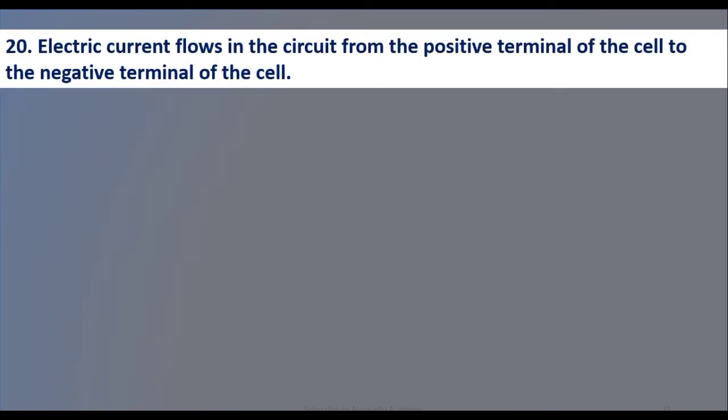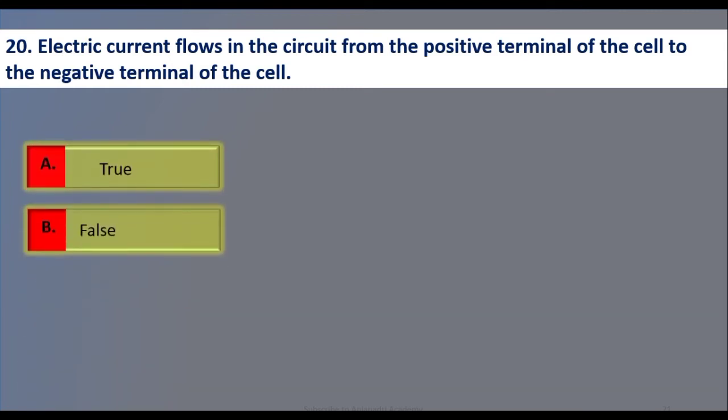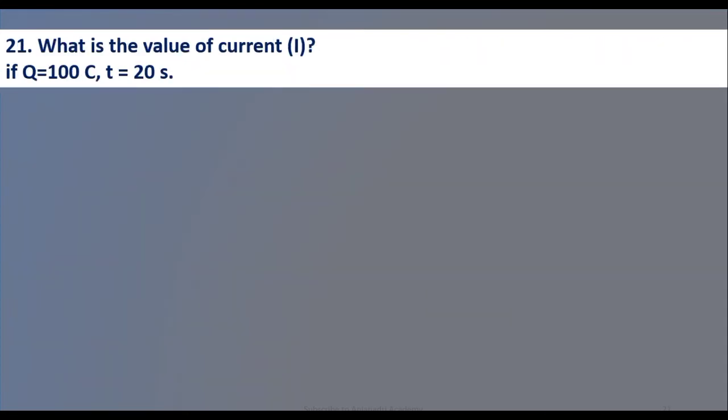Electric current flows in the circuit from the positive terminal of the cell to the negative terminal of the cell. Whether it is a true statement or false statement? Yes, exactly. It is a true statement. Electric current always flows from the positive terminal of the cell to the negative terminal of the cell.